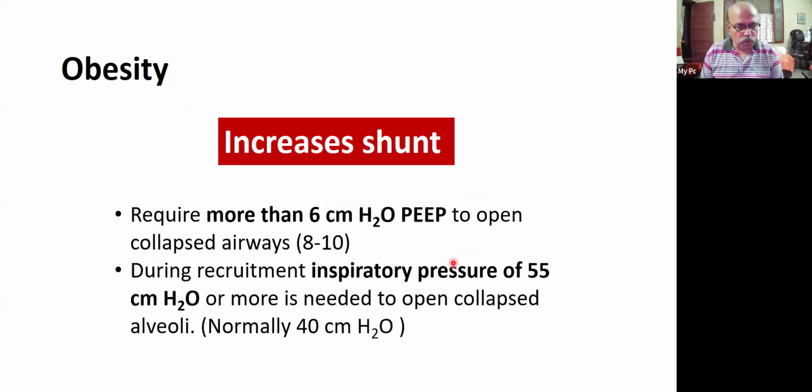And to overcome this, you require more than 6 centimeters of PEEP, and you may need to give 8 to 10 centimeters of water PEEP. And during recruitment, the inspiratory pressure, the PIP, should be around 55 centimeters of water or even more, which is needed to open up the collapsed alveoli.